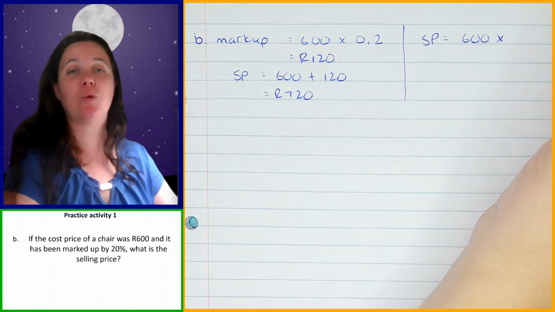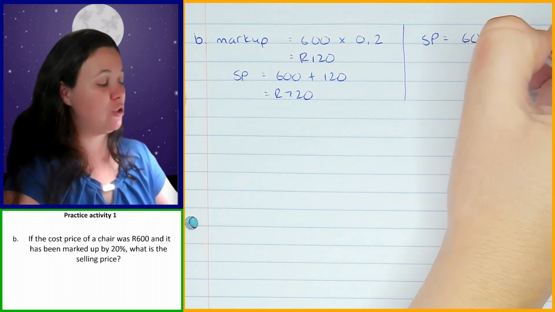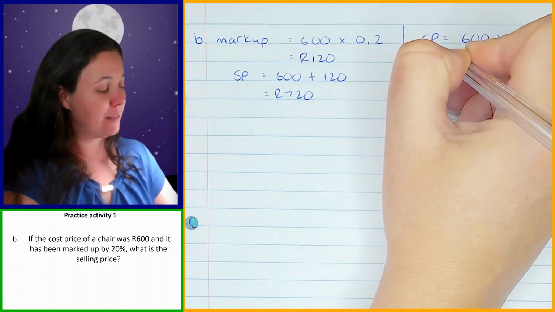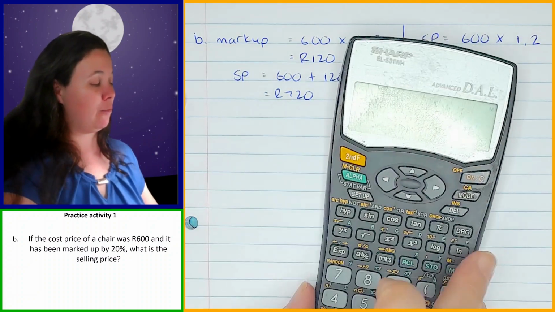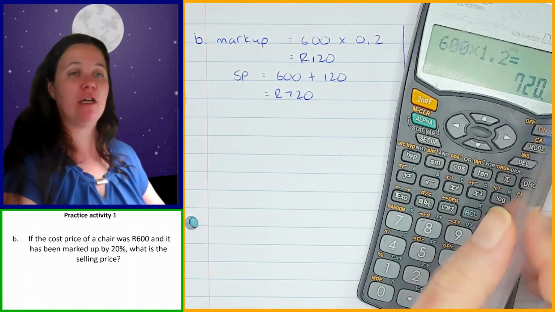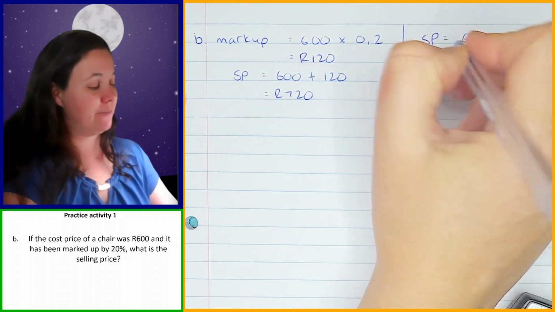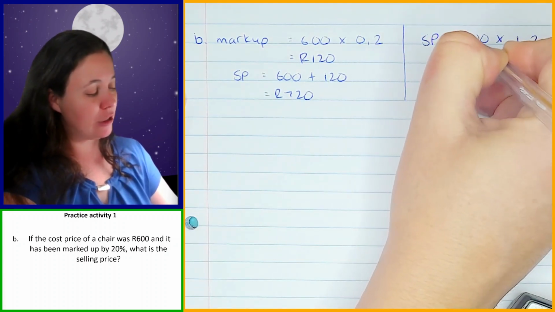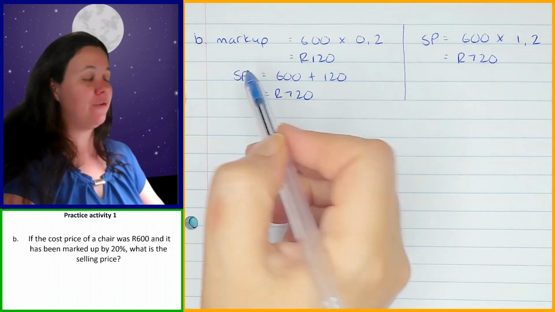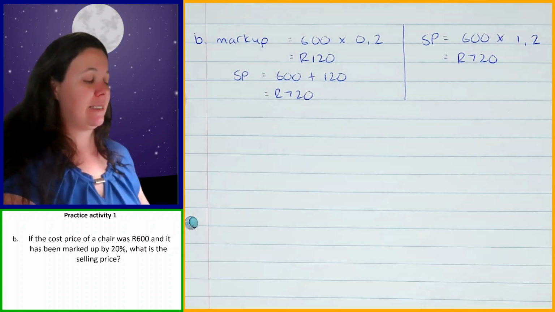Now, if you write 120% as a decimal, it gives you 1.2. So that's going to be 600 multiplied by 1.2. If I work it out, 600 times 1.2 gives me 720, the same as what I got over here. So you can go straight to the answer by working it out that way. Okay, but if you want to, you can still work it out separately.